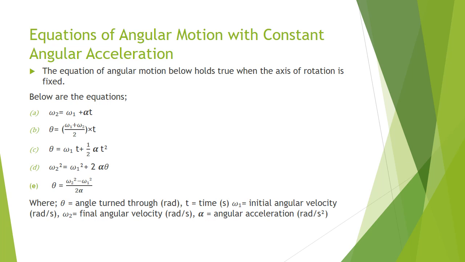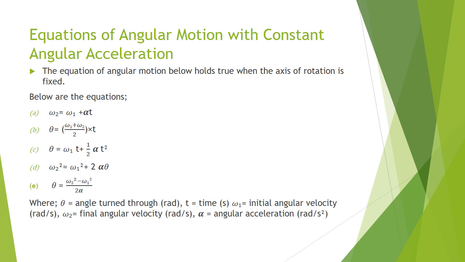Of angular motion with constant angular acceleration. The equations of angular motion below hold true when the axis of rotation is fixed. So below are the equations. A: omega 2 is equal to omega 1 plus alpha t. B: theta is equal to open brackets omega 1 plus omega 2 divided by 2, times t.